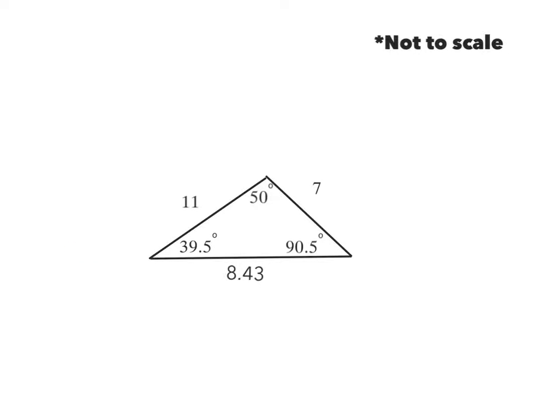And now we've completed our triangle using the law of sines and the law of cosines. We found all three angles and all three sides.